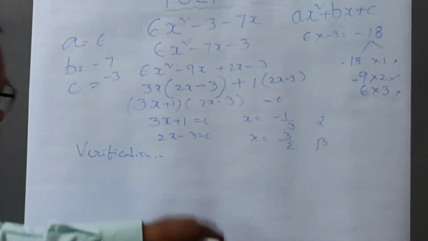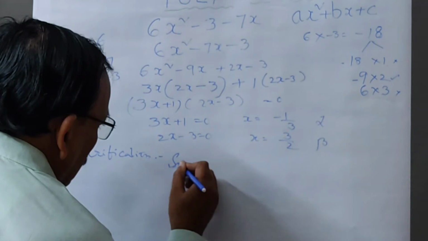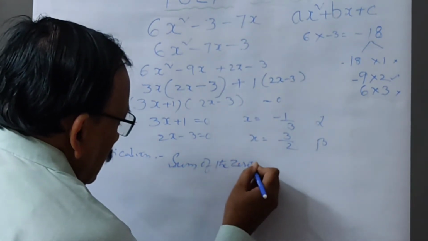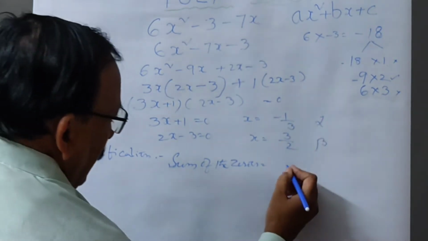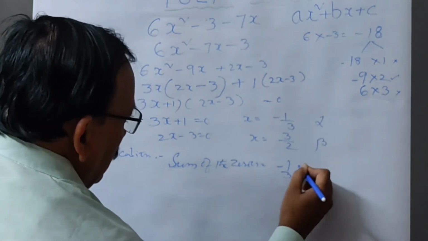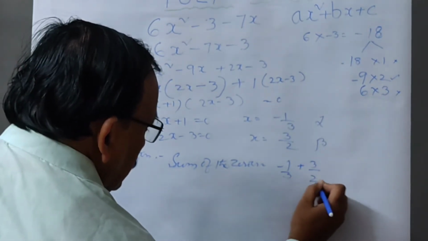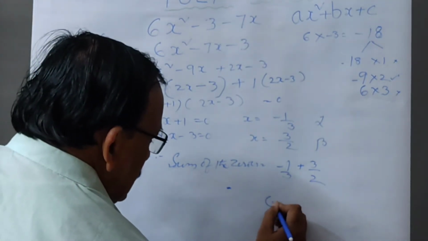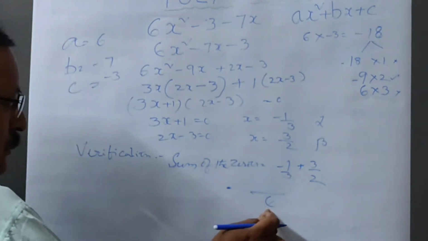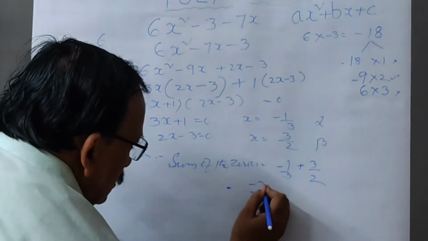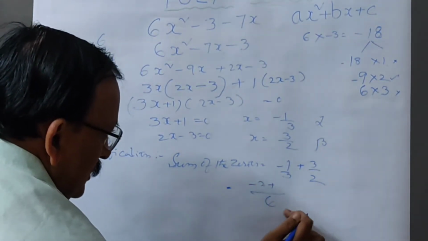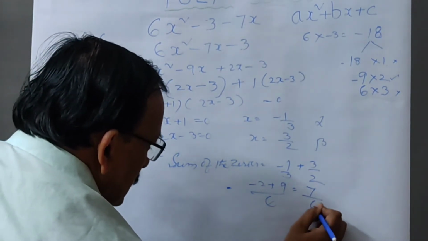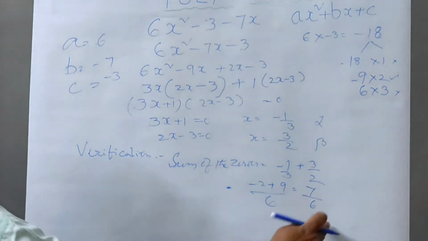And now the sum of the zeros is equal to our zeros, minus 1 by 3 plus 3 by 2. Taking LCM 6: 3 twos are 6, so 2 into minus 1 is minus 2, and 3 threes are 9, 3 into 3 is plus 9, that is equal to 7 by 6. This is the sum of the zeros.